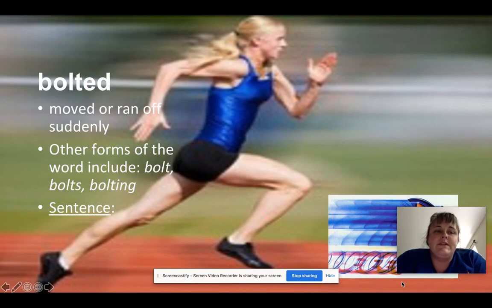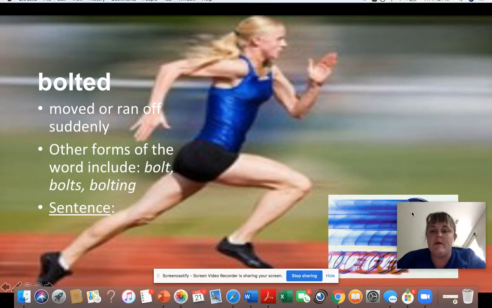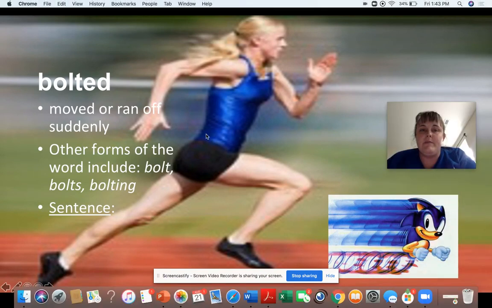Ooh, this one's bolted. And here, let me move my picture around a little bit. But I've got a picture of a lady who is running. Looks like she's on a track. And then I've got a picture of Sonic the Hedgehog here, and you can see how fast he's moving because he's almost like a blur. But bolted means moved or ran off suddenly. So you can see this lady here must have bolted from the start line, and she's running hard. And then Sonic the Hedgehog's bolting in front of her.